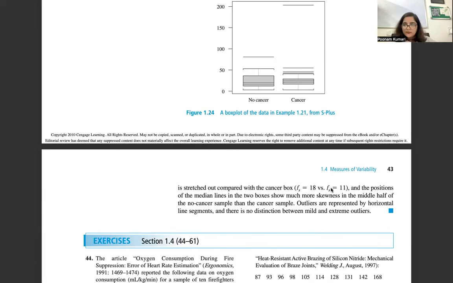Ma'am, how can we segregate the stem and leaf display in case of decimals? For example, if there is 3.48, so 3.4, will we take it as 348 and then segregate into stem and leaf? Actually, you will have to see what the other data points are. Just by looking at one point, you can't tell. You have to see how the other points are distributed.